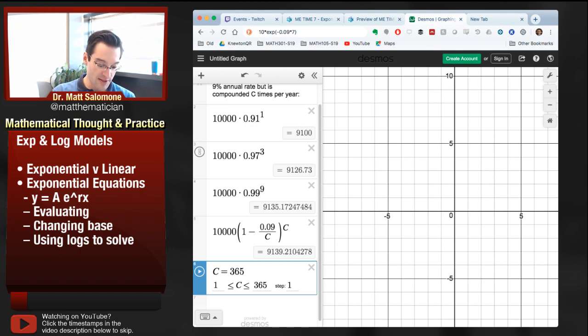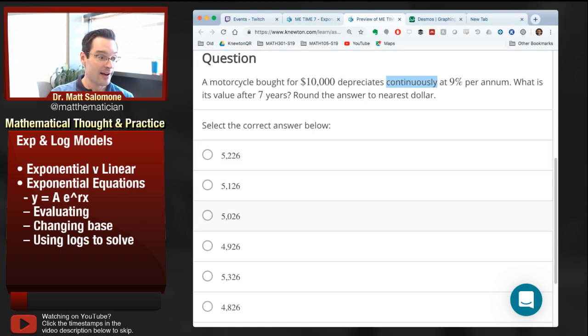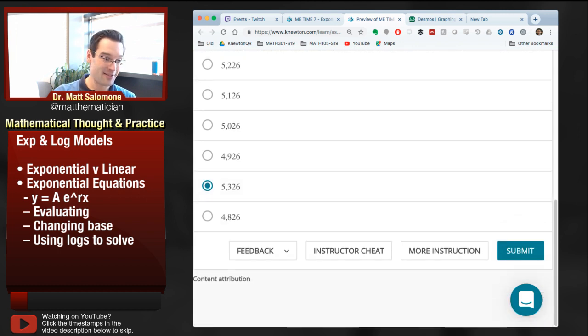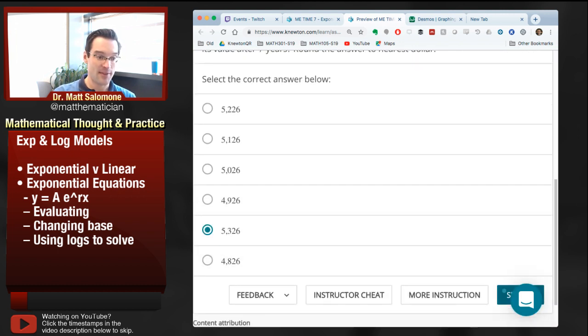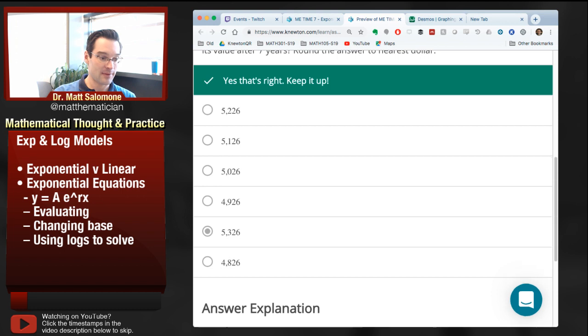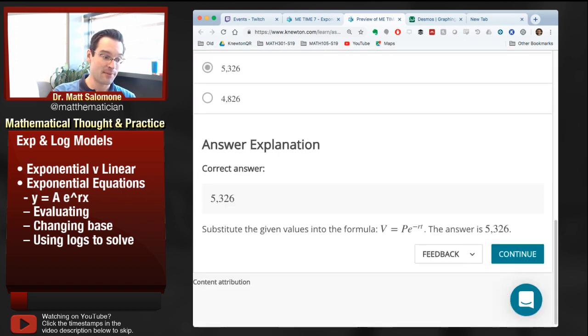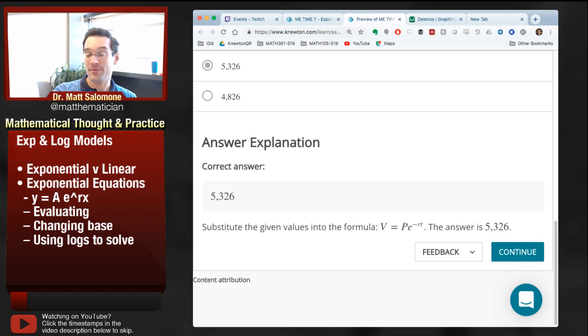$5,326. And now that I have compounded this value continuously, rather than on a discrete basis of once per year, I actually got an answer that is one of the answer choices on this list. And if I submit that, pretty sure that we should have that. Yes, it's right. And again, the guidance they give you for this problem is the formula V equals Pe to the minus rt, and you're just plugging in 0.09 for r, 7 for t, and 10,000 for P.